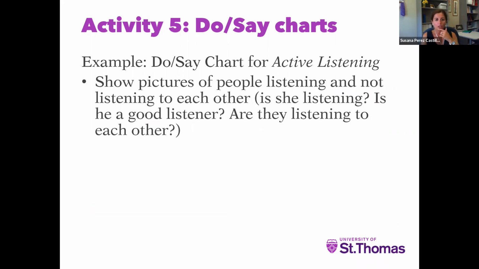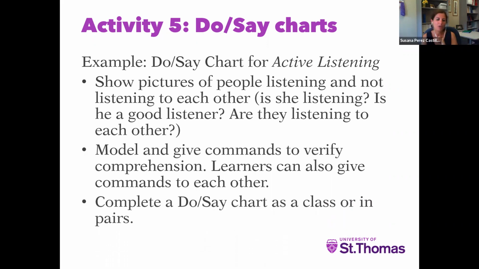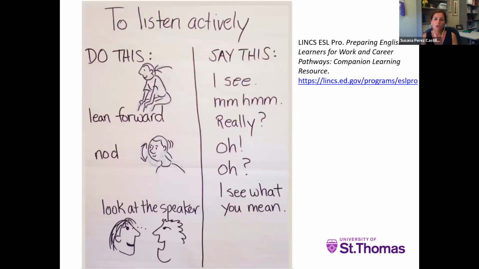What I do here is I start by showing pictures of people listening and not listening to each other, just from Google. And I use the pictures as I talk and ask questions like, is she listening? Is he a good listener? How can you tell? Are they listening to each other? Yes, no. And then I give commands to verify comprehension, and learners could also give commands to each other, but mine are not at that stage. We do more one-word answers at that point. And then we complete a do-say chart as a class, but it could be done in pairs as well.